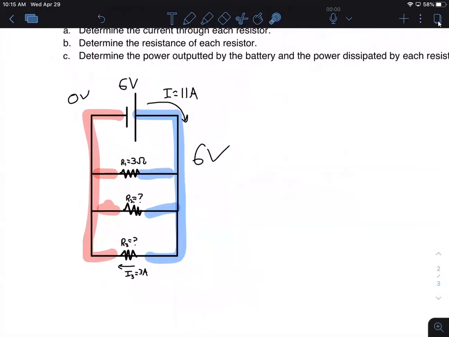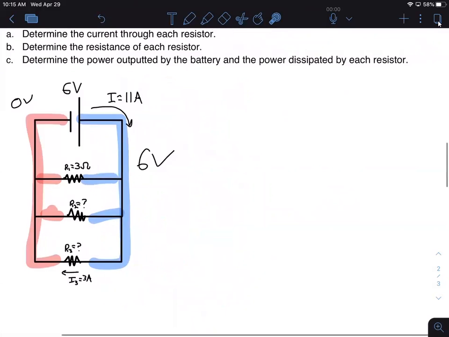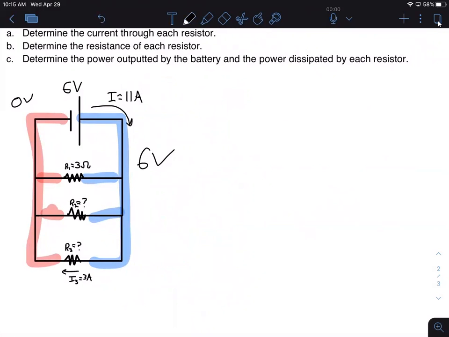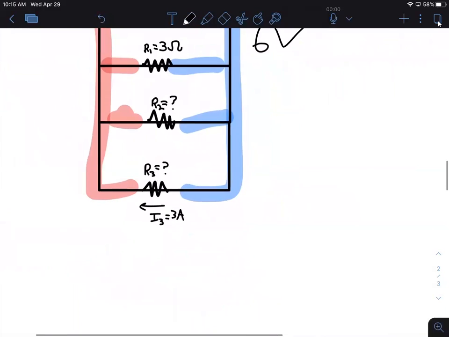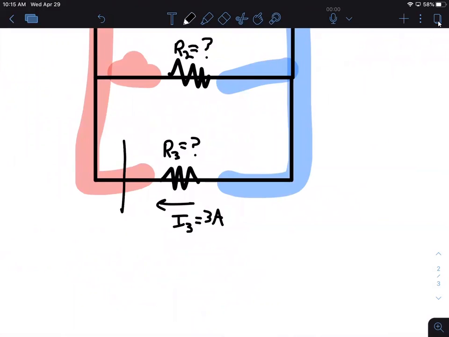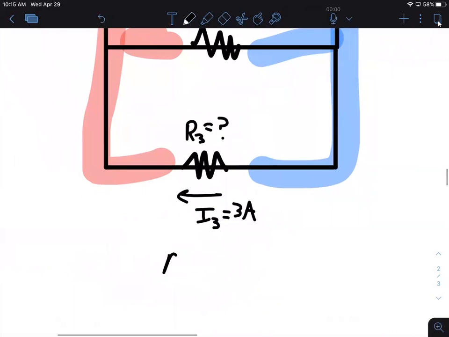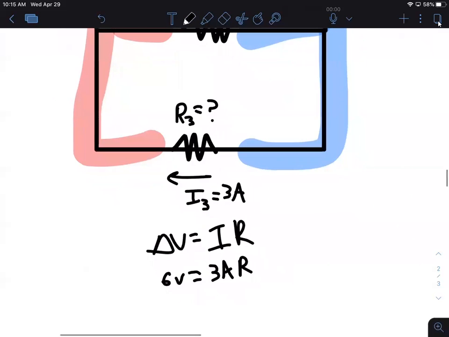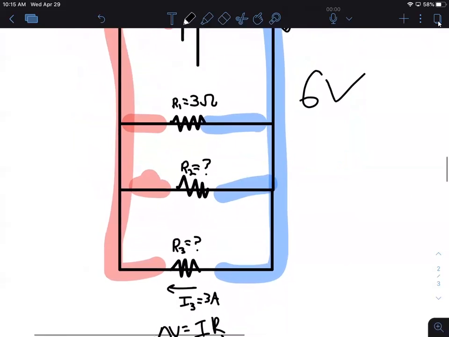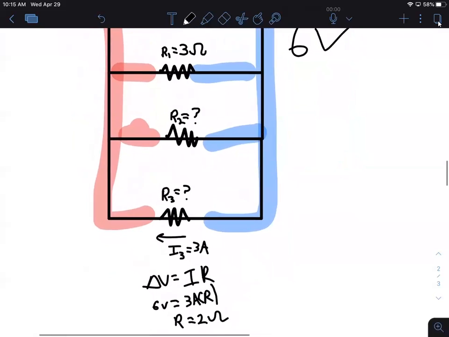All right. Let's make a table. You don't need to make a table. You could be doing each resistor. Like right here, I could say, okay, resistor 3, I see it's changing it blue to red, 6 volts, current 3 amps. Resistor 3, I could say delta V equals IR. So 6 volts equals 3 amps R. R equals 2 ohms.